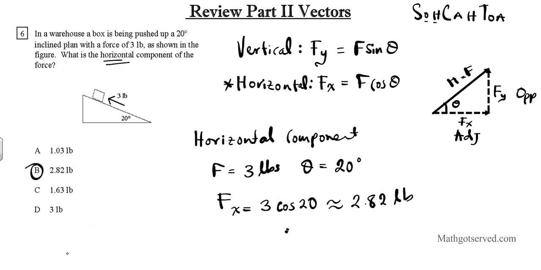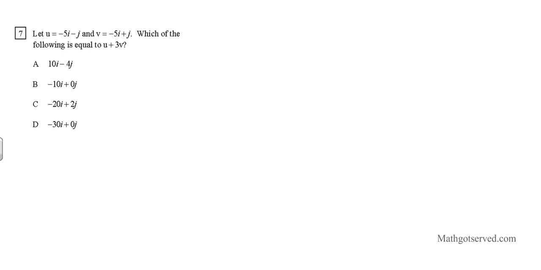All right, let's move along to number 7. It says that u equals negative 5i minus j and v equals negative 5i plus j. Which of the following is equal to u plus 3v? So it's a linear combination of two vectors. We have u equals negative 5i minus j, but we notice that vector v was scaled by a factor of 3. And v is negative 5i plus j.